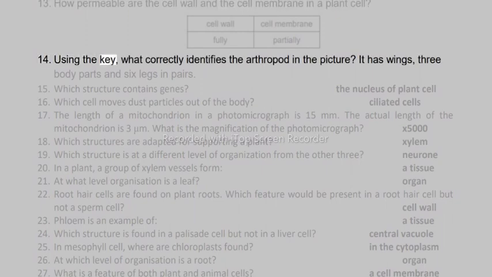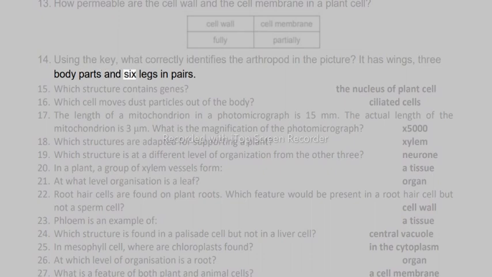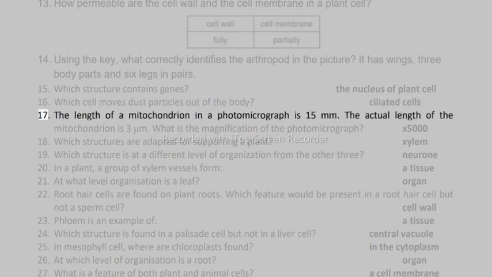14. Using the key, what correctly identifies the arthropod in the picture? It has wings, 3 body parts and 6 legs in pairs. 15. Which structure contains genes? The nucleus of a plant cell. 16. Which cell moves dust particles out of the body? Ciliated cell. 17. The length of a mitochondrion in a photomicrograph is 15 mm.